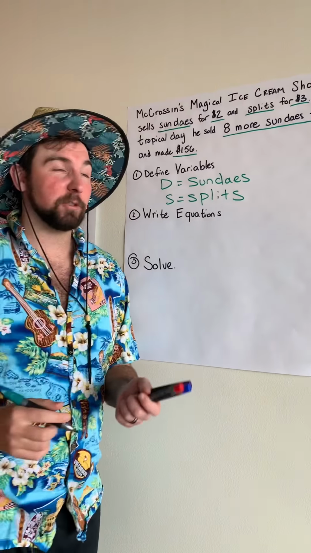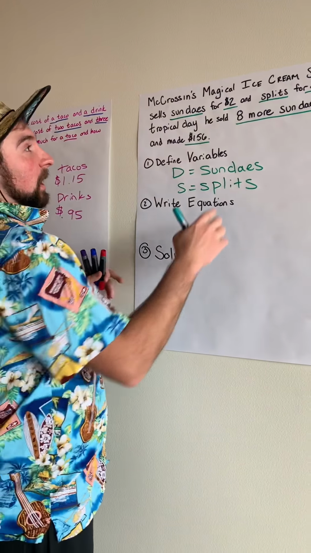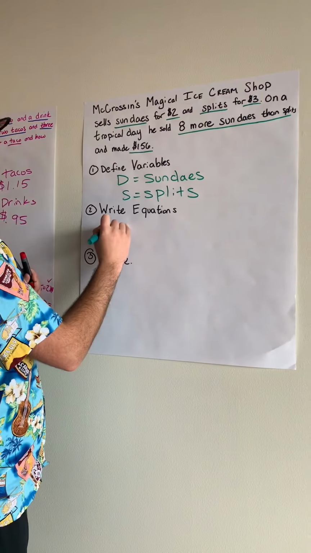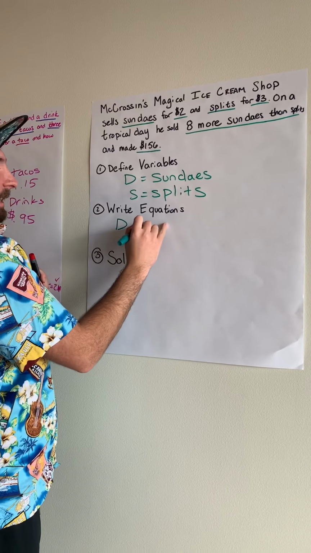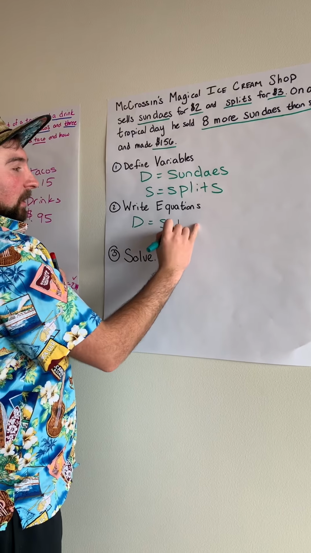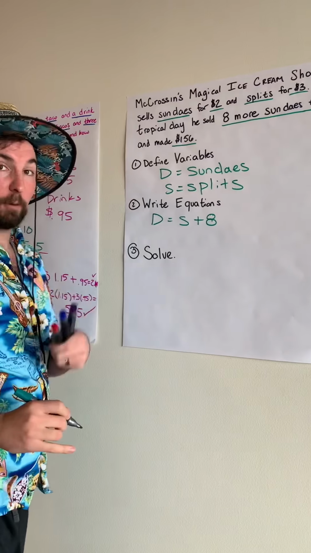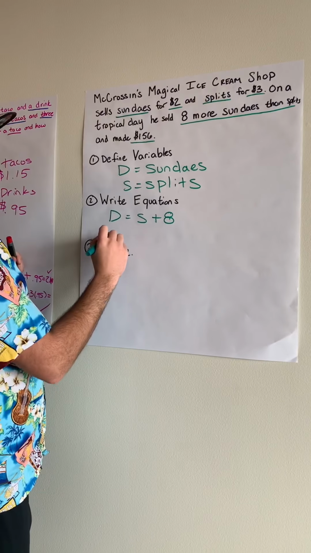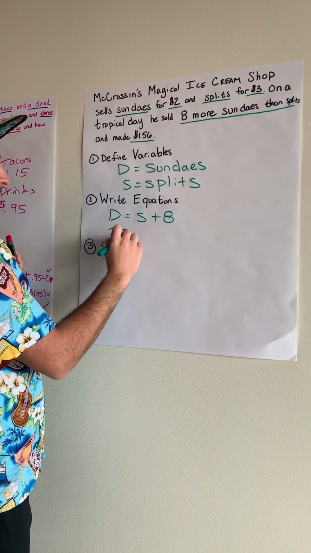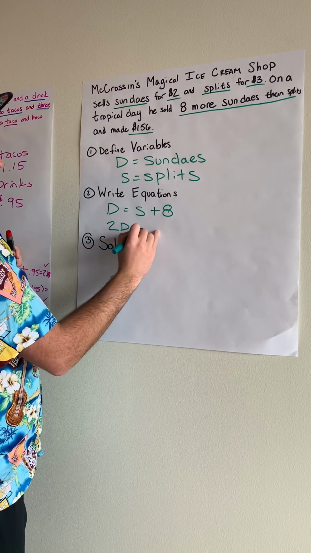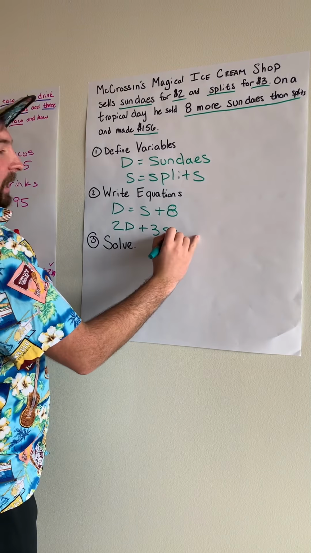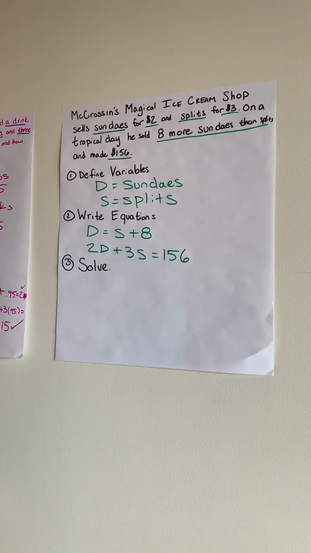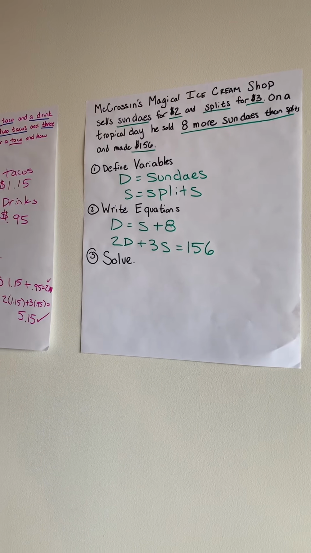These equations are pretty tricky. I know in one equation that I sold 8 more sundaes than splits. So my sundaes is my splits plus 8. That one's kind of a tricky one. I also know that my sundaes are $2, so $2 for sundaes, plus $3 for my splits, had to be a total of $156. Okay, woo, I got a lot going on there.